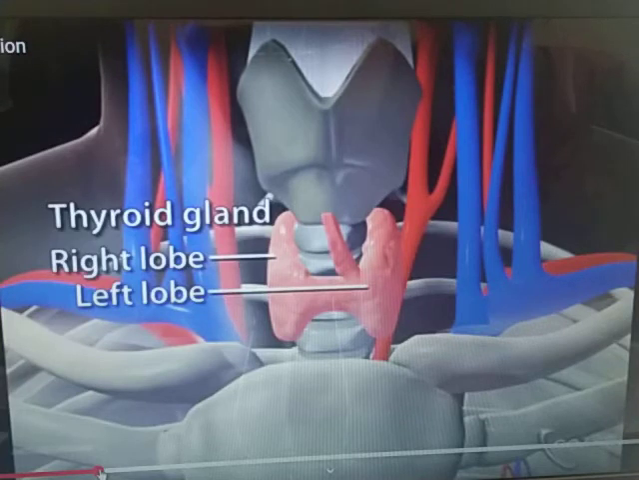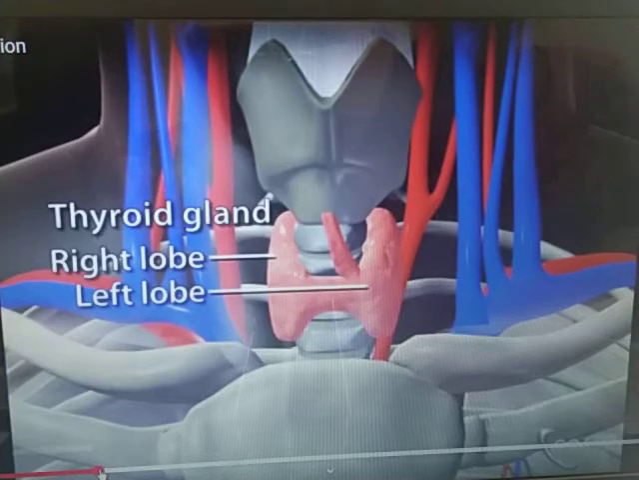T4 is converted to T3 by removal of one iodine in the liver, kidney and some other tissues. If one atom of iodine is removed from T4, then it gets converted into T3, that is triiodothyronine. Where does it take place? In the liver, kidney and some other tissues.